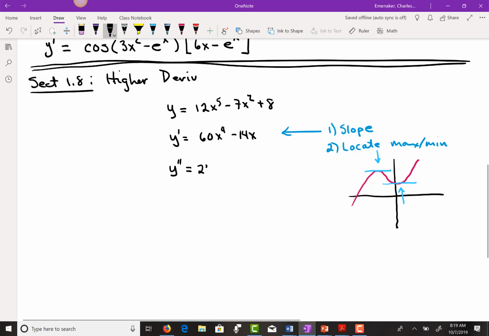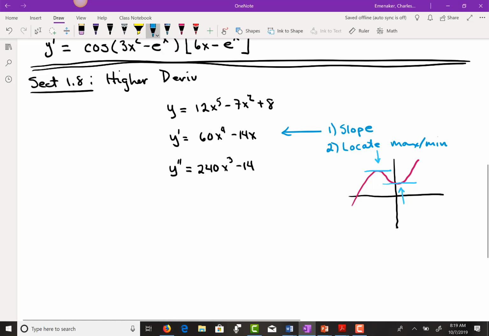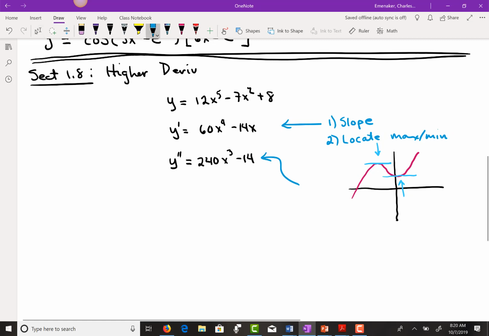Well, gosh, Chuck, I'm guessing it's going to be 4 times 60, x cubed, minus the 14. Ta-da! Second derivative. There it is. Okay, you've got it. What are you going to do with it? I don't know. What the second derivative is useful for is to determine concavity.